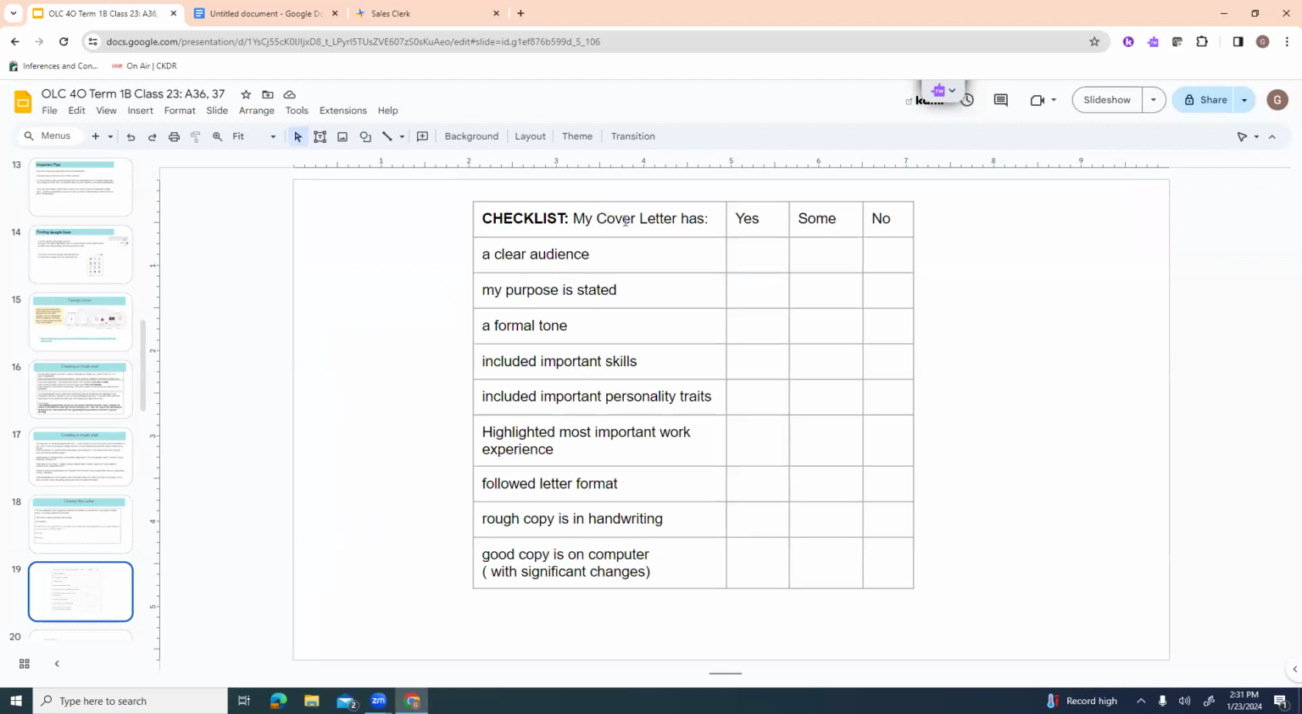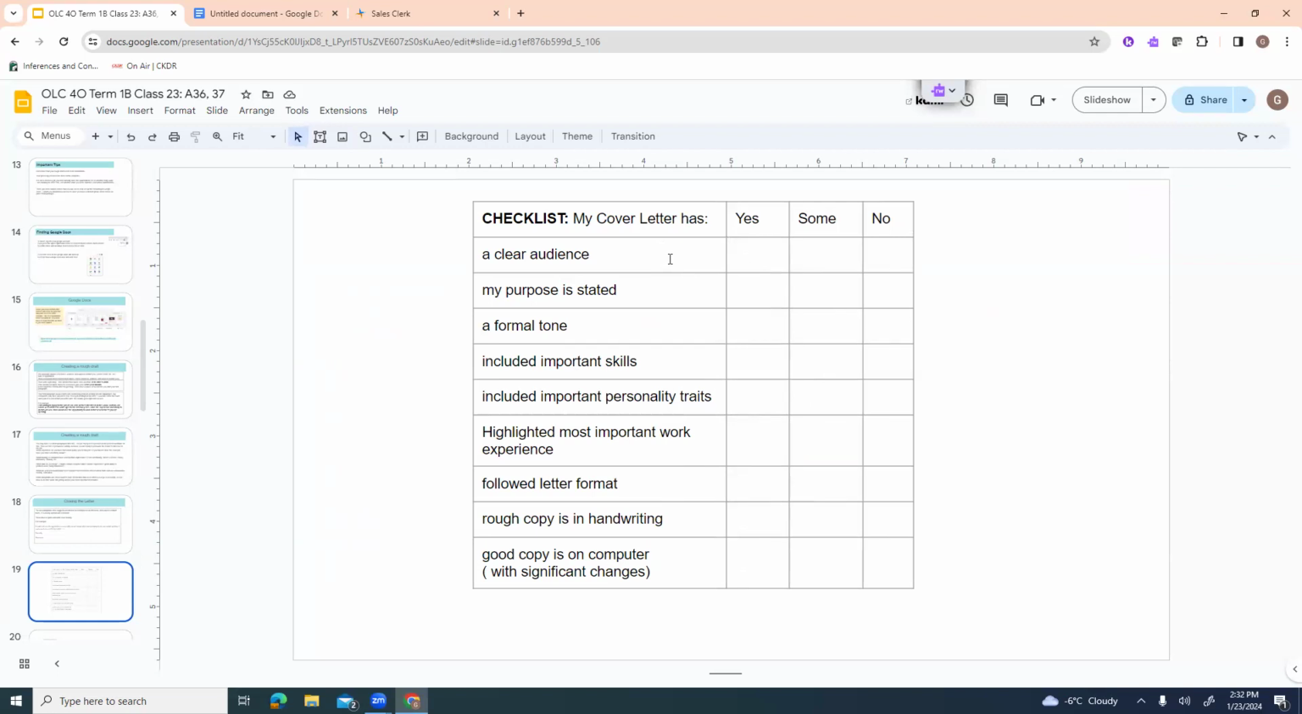Okay, so here is a cover letter checklist. Once you're finished your cover letter, just go through this checklist and see if you have these things. If you mark no for anything, you want to go back and change it when you do the good copy, right? Maybe you need to add some more details. But eventually, before you hand it in to me, you would want all of these to be yes.